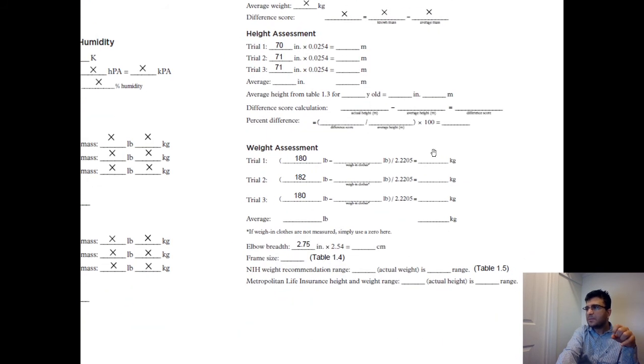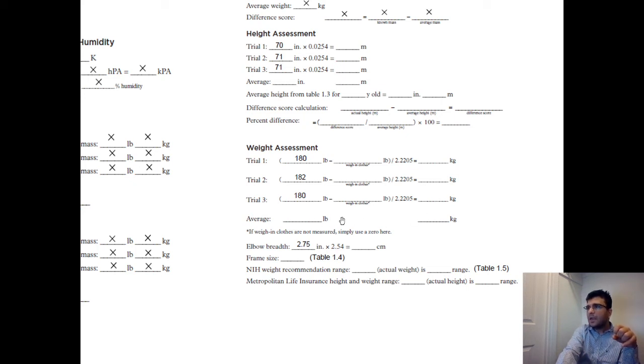You do a similar kind of thing with the weight. I just made up three weights: 180, 182, and 180. Convert these pounds into kilograms, and then average these three kilograms, trials 1, 2, and 3, here. So you will get an average weight.